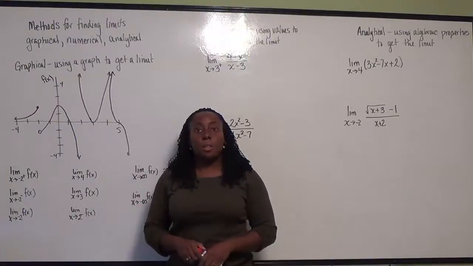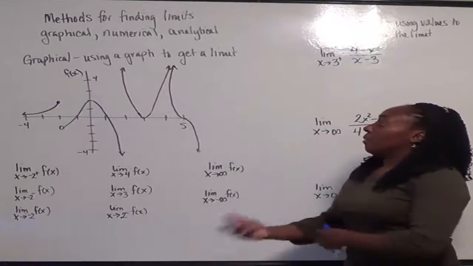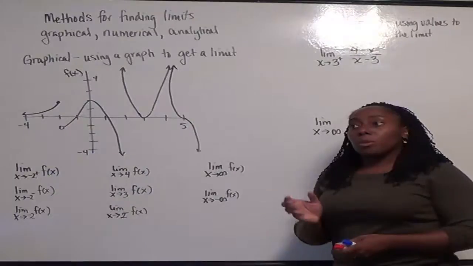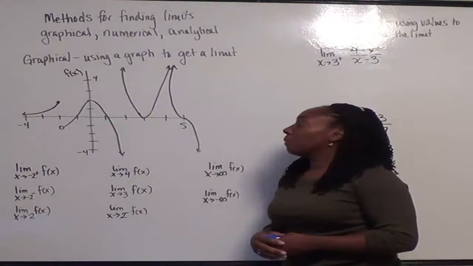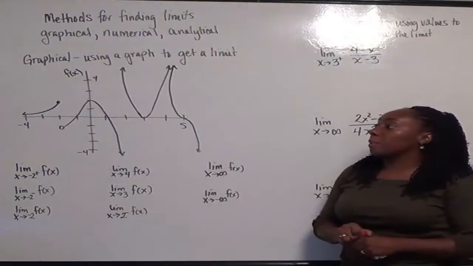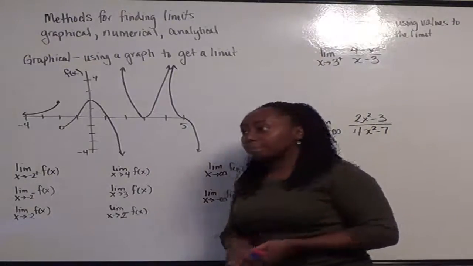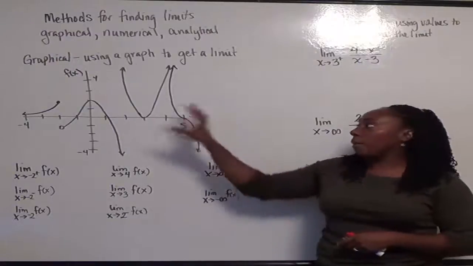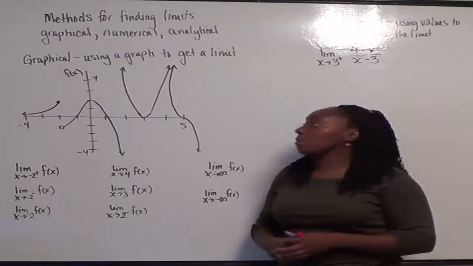In this section we're going to talk about methods for finding limits. If you recall from last time, we talked about a limit being a value that the function is going to approach as we move from one point to another. There are three methods that we can use to find limits: the graphical method, the numerical method, and the analytic method. The graphical method is exactly what it sounds like. We're going to use a graph to figure out what the limit is for different values of a function.